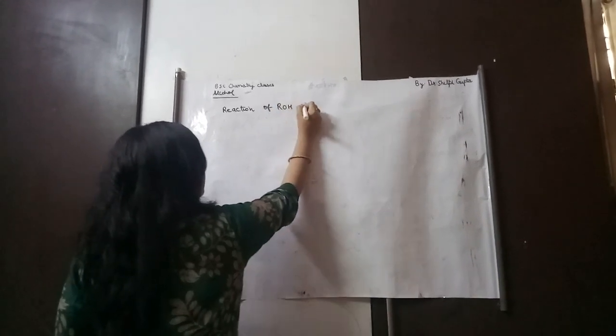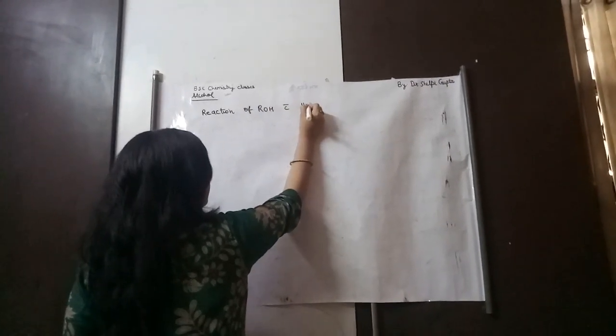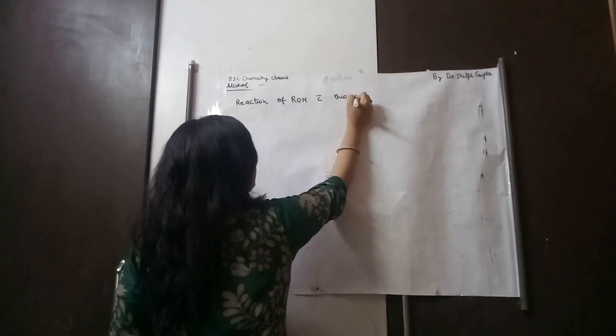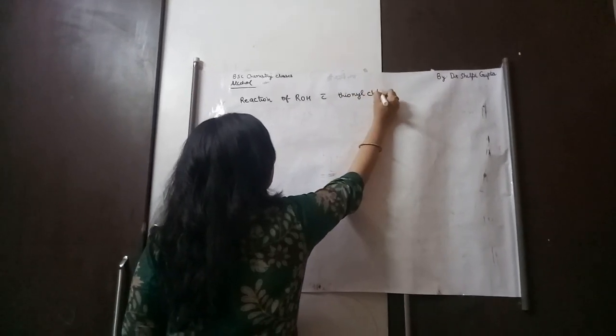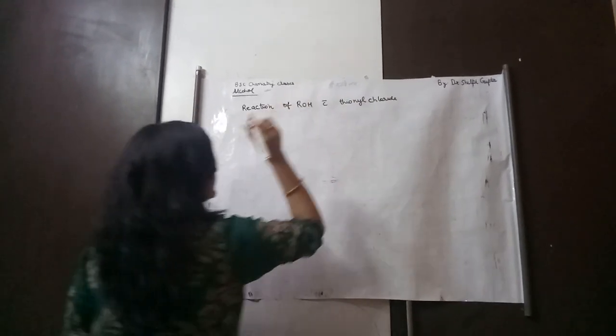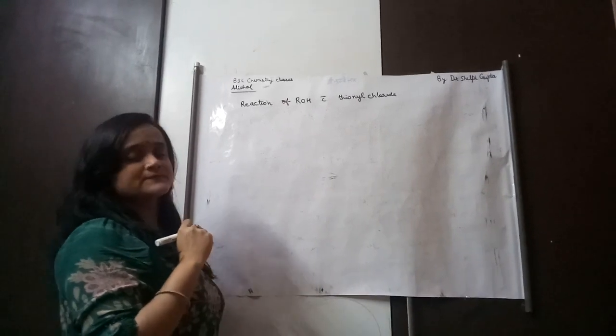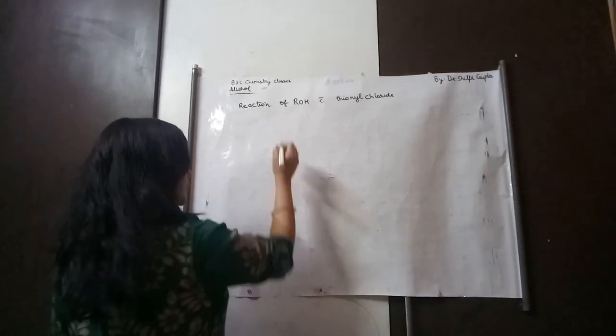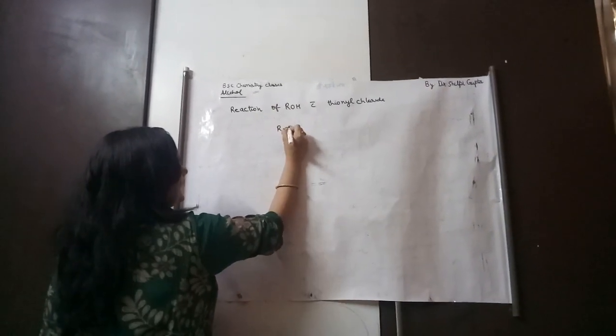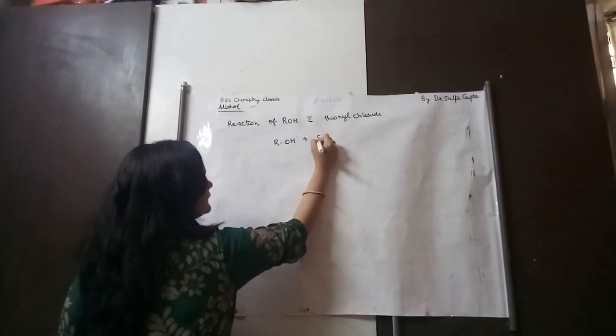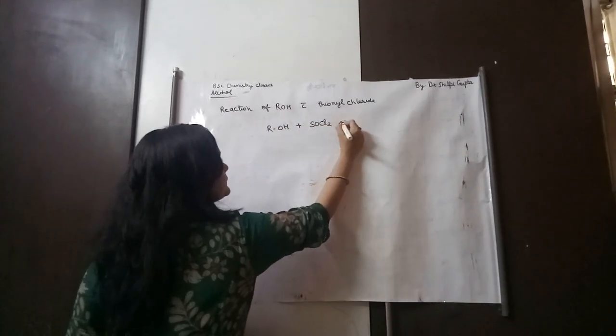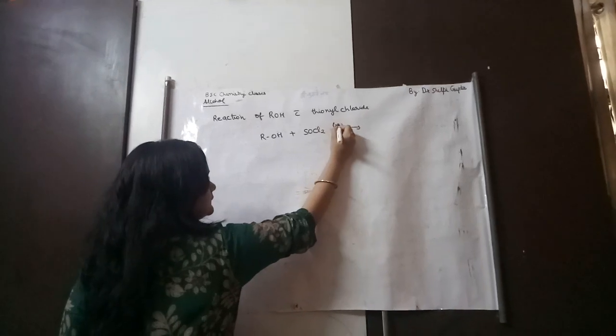with thionyl chloride. This reaction is very important. Along with its mechanism, I am going to explain you. Okay, so what happens when alcohol reacts with thionyl chloride in presence of pyridine?